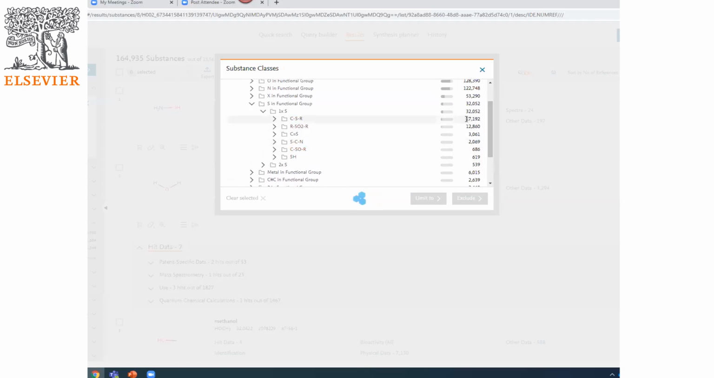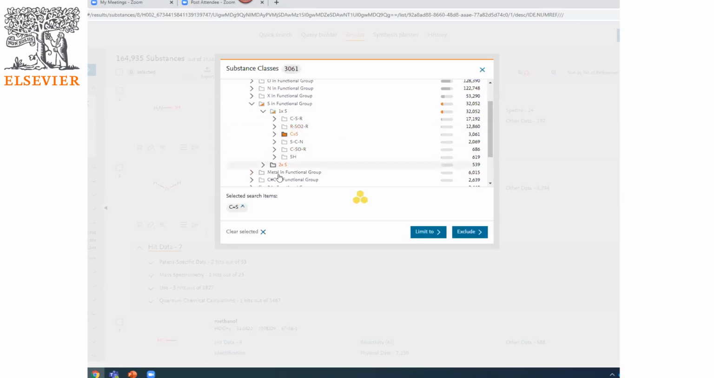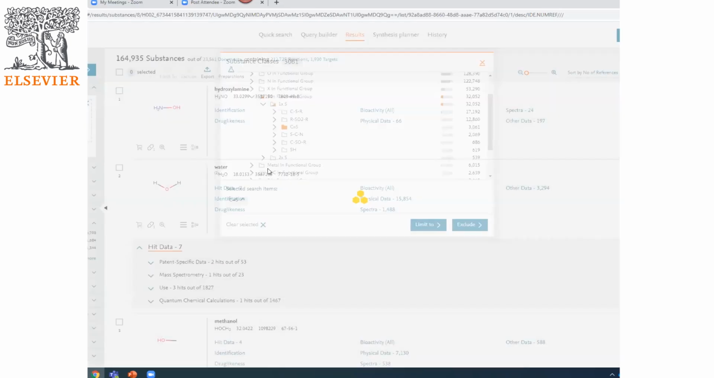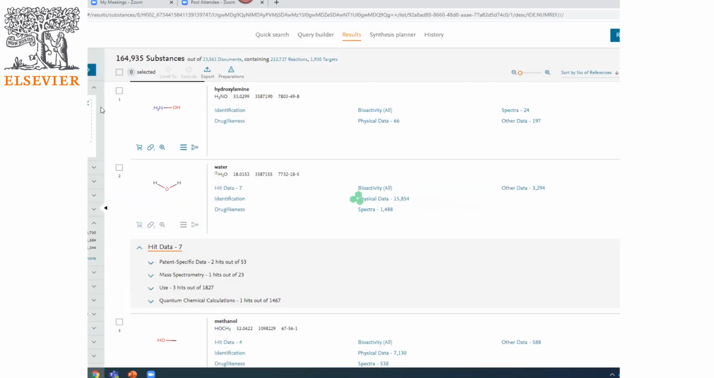And also there are some numbers. The number shows the amount of records available related to this number. So in our 164,000 documents, not documents, substances, we have 17,000 substances with this bond, carbon, sulfur, and something else. And we have only 619 CH compounds. Again, just choose something and click limit to, but let's not disturb it while it's filtering for aromatic rings.